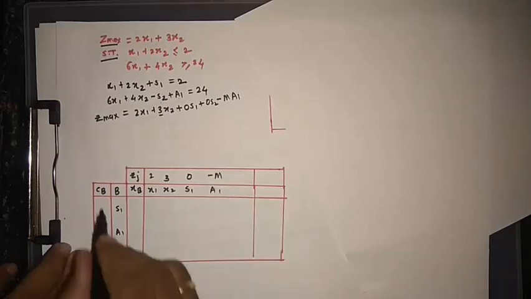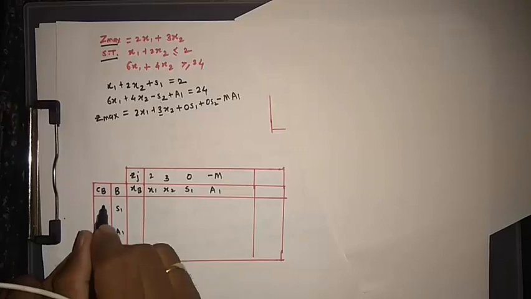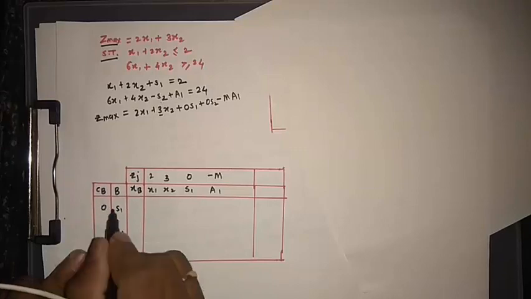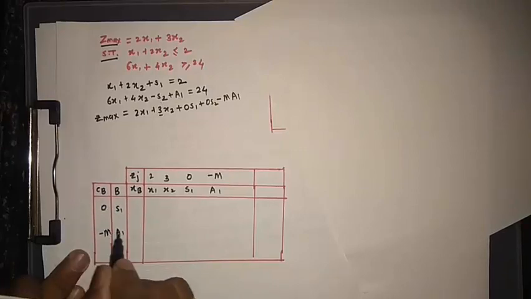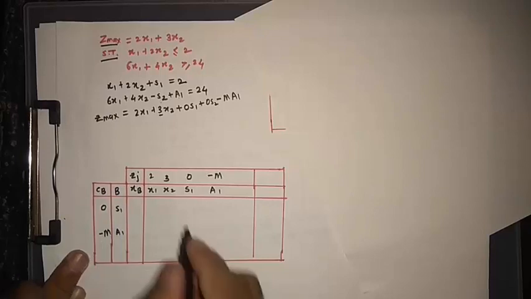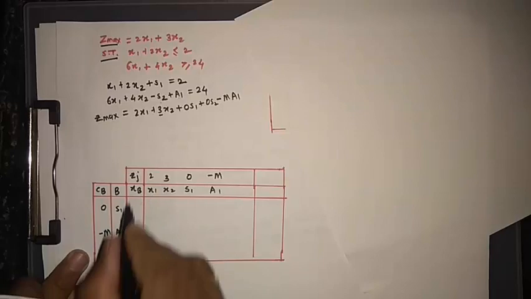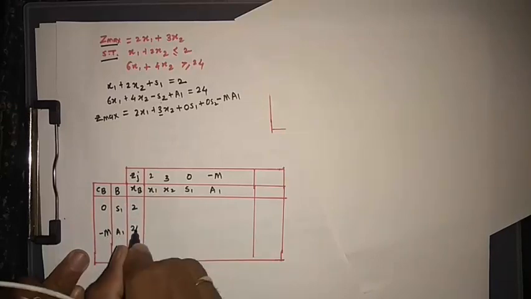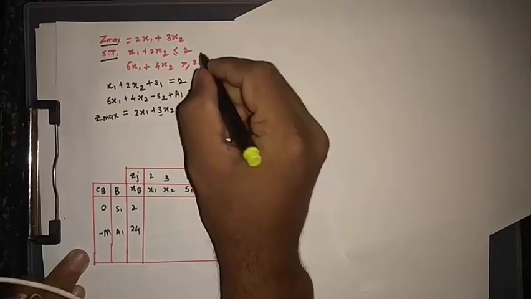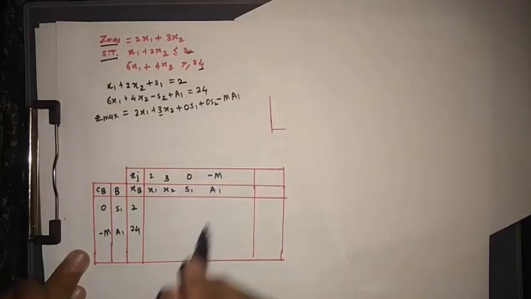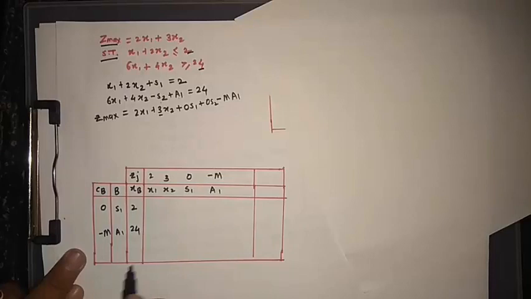Okay, so we write down here the coefficients: s1 having the 0 coefficient and a1 having the minus M coefficient. After that we write down the xb value here. So what are the xb values? That is 2 and 24. So the RHS value, or right hand side values of a constraint, is nothing but the xb values. Now we fill the table in the matrix form.